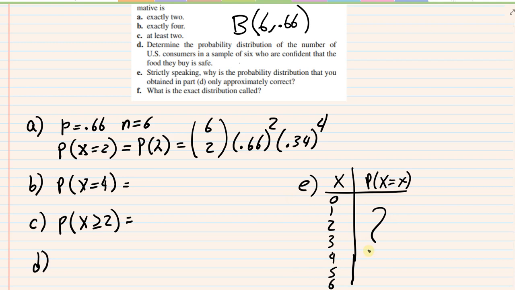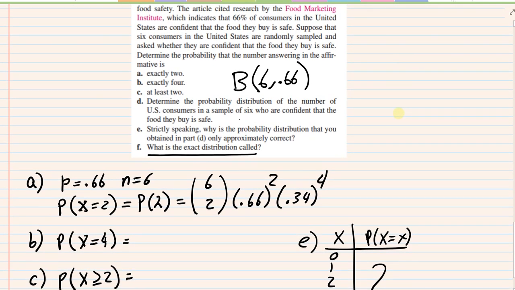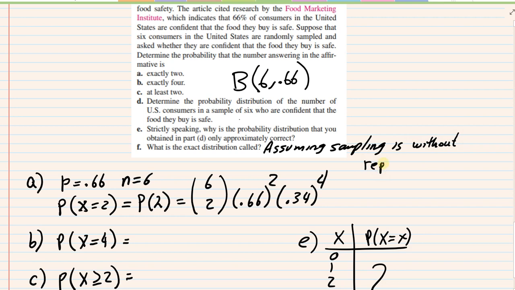Now, in part F, what is the exact distribution called? Here, because these are randomly sampled, the only thing I can assume is that sampling is without replacement. Without replacement means you choose one person and you're not going to put them back in the population.